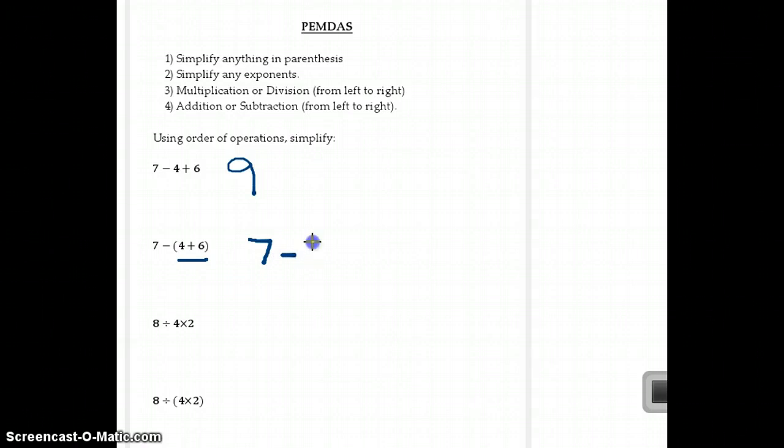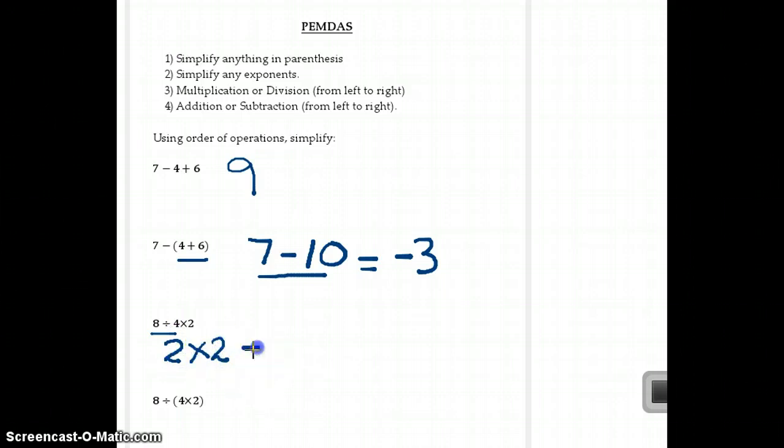7 minus 10 equals negative 3. You can see how the parentheses make a huge difference. All right. Parentheses, no. Exponents, no. Multiplication or division, well, which comes first? Well, the division comes first. 8 divided by 4 is 2. Rewrite. 2 times 2 equals 4.